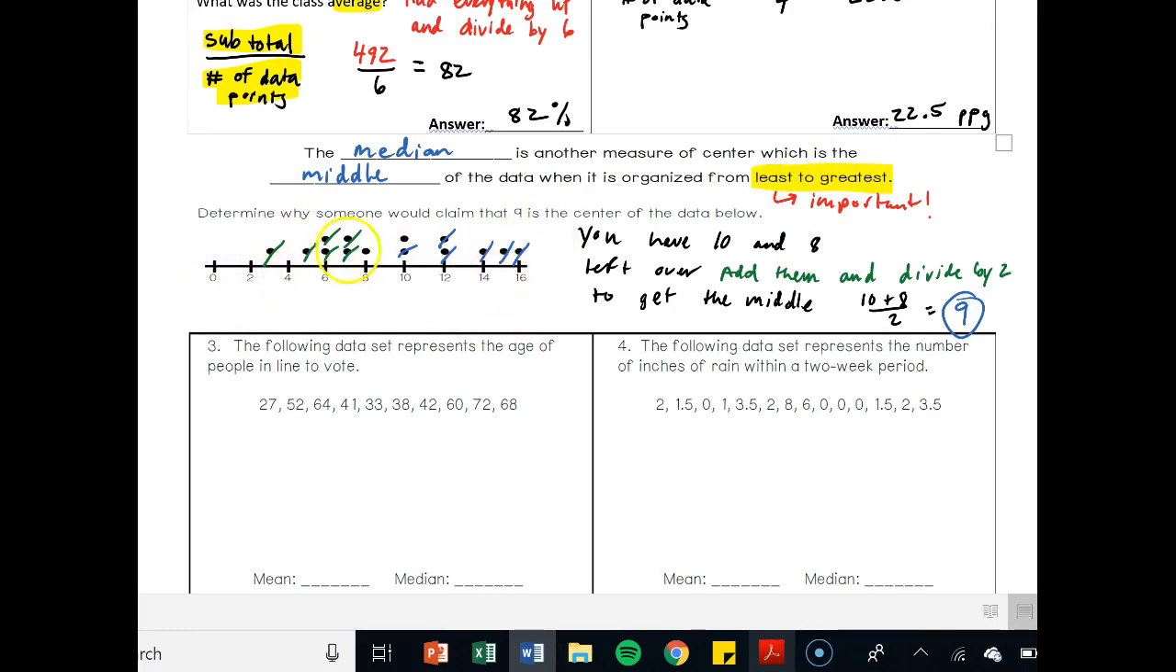So I go 1, 1, 2, 2, 3, 3, 4, 4, 5, 5, 6, 6, and then notice I can't go 7, 7 because then I have no points left. So I have 2 points left. When you have 2 points left, you just add them together and divide by 2 to find the middle. So I had a 10 and an 8 left. So 10 plus 8 divided by 2 gives me 9. So the center of this data is 9. So the median is 9.